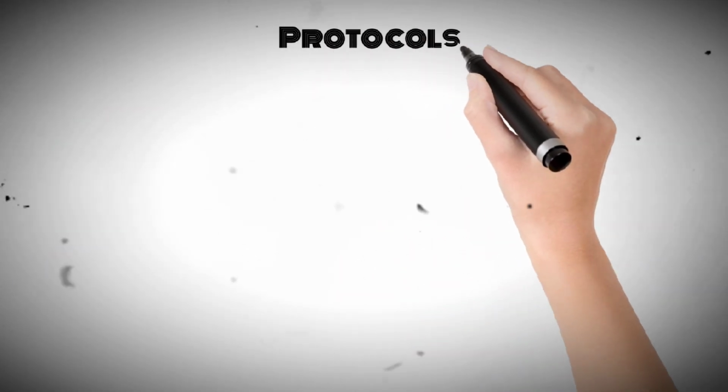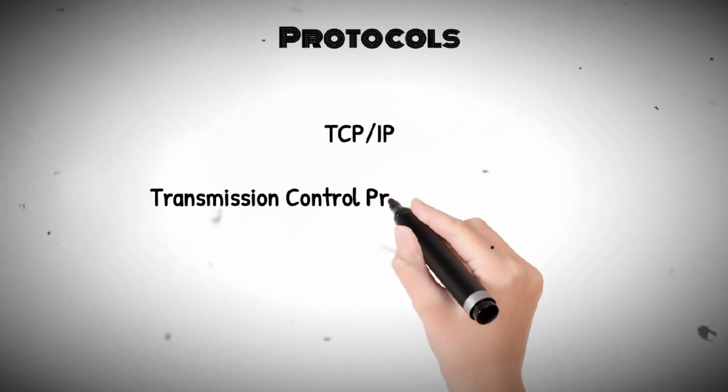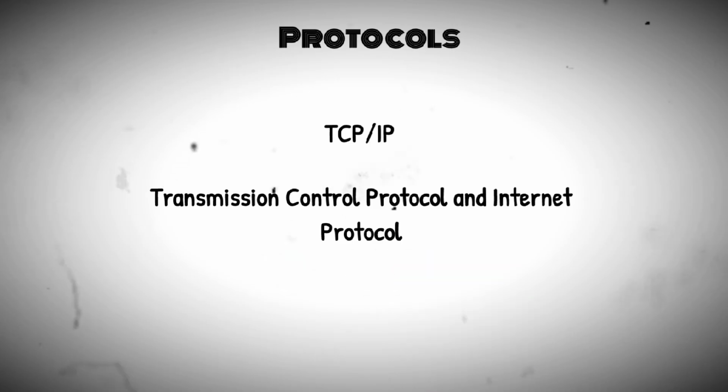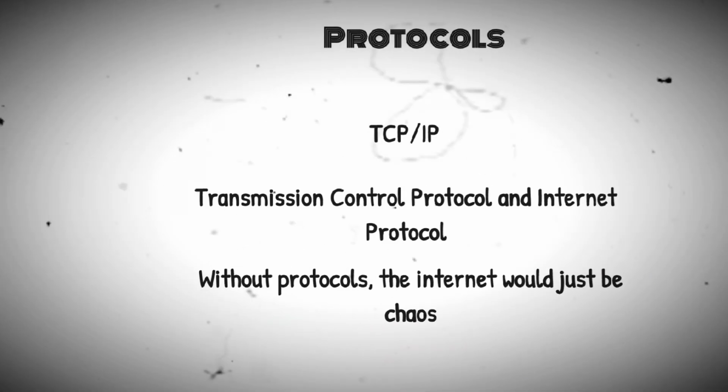Step 7. Protocols. All of this only works because the internet has rules, called protocols. The most important one is TCP/IP, Transmission Control Protocol and Internet Protocol. These rules make sure packets are sent, received, and reassembled correctly. Without protocols, the internet would just be chaos.